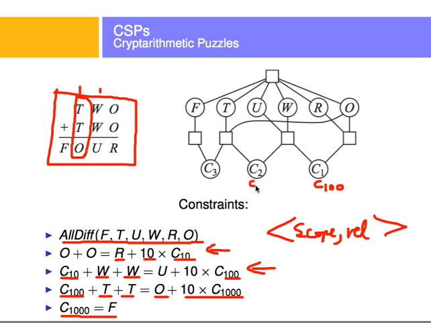I denoted these, I'm sorry, this is C of 10, C of 10, this is C of 100, I also called it, and this is C of 1000. They're the same variables. Okay? So this is another way of specifying a constraint satisfaction problem that goes like that.